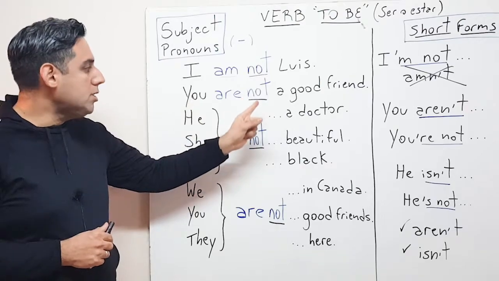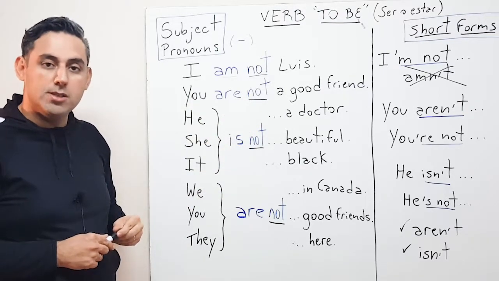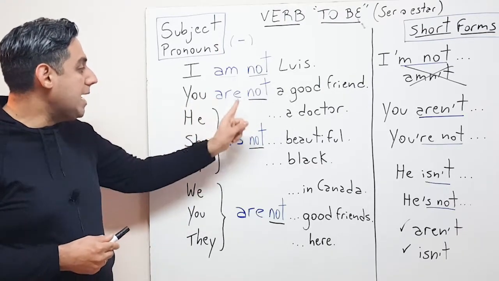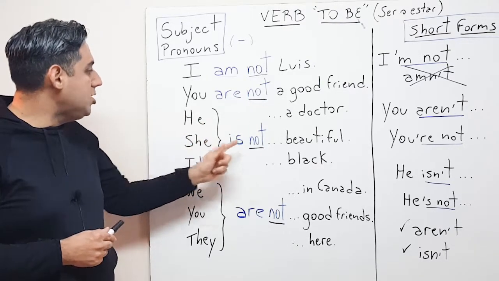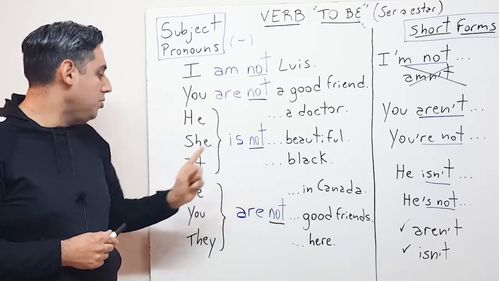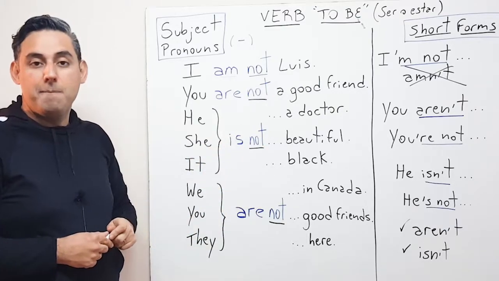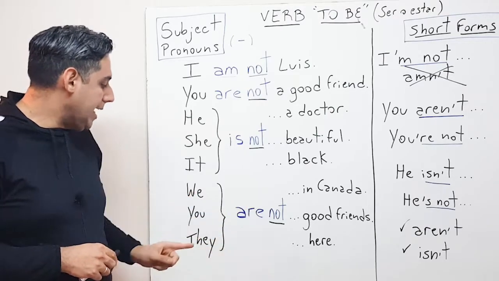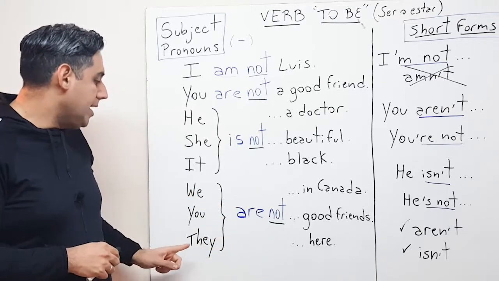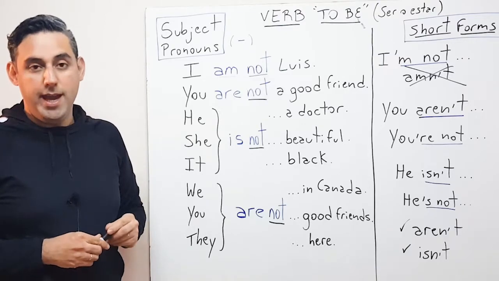Or you are not a good friend. You are not a good friend, okay? I just add not after the verb to be. Or he is not a doctor. She is not beautiful. It is not black, okay? It's very, very simple. Or we are not in Canada, you are not good friends, they are not here, okay?